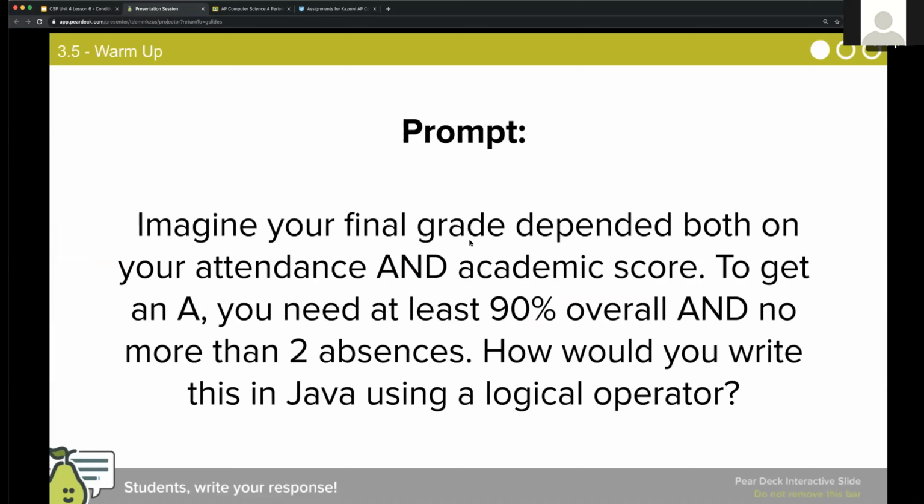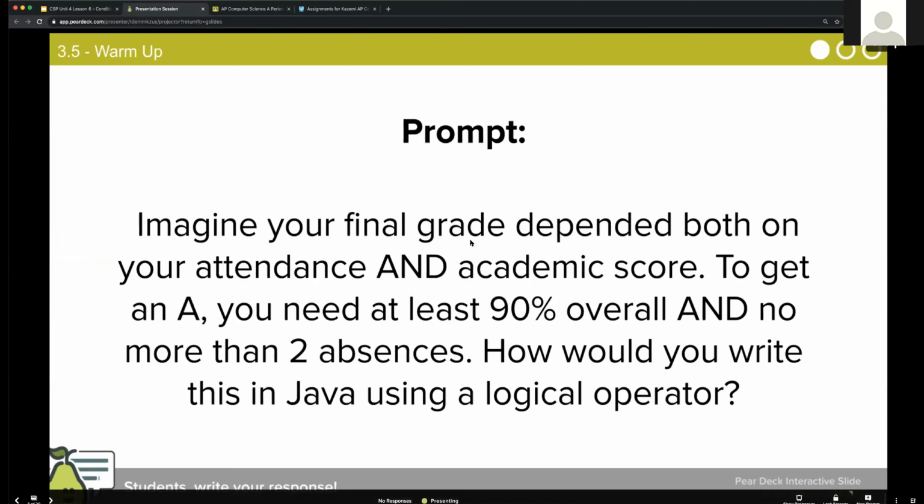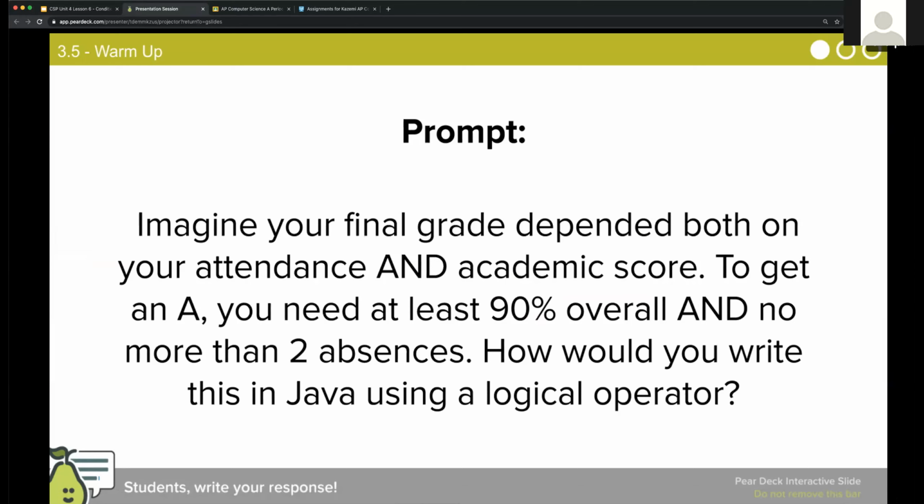And what I'd like you to do is answer this prompt. So imagine your final grade depended on both your attendance and your academic grade. And let's say to get an A, by the way, this is not true for this class. To get an A, you need at least 90% overall and no more than 2 absences. How would you write this in Java using a logical operator?